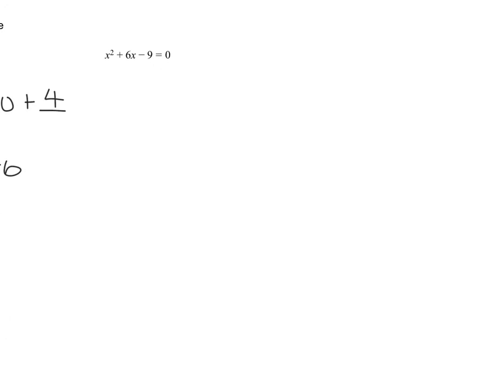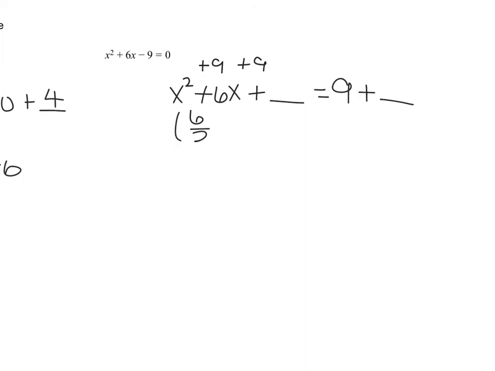Next, we want to solve x squared plus 6x minus 9 equals 0. Again, a is 1, so we can go ahead and move c to the other side. So we're going to add 9. So we get x squared plus 6x plus, leave our space, equals 9. Take b, divide it by 2, and square it. 6 divided by 2 is 3. 3 squared is 9. So we're going to add 9 to both sides.